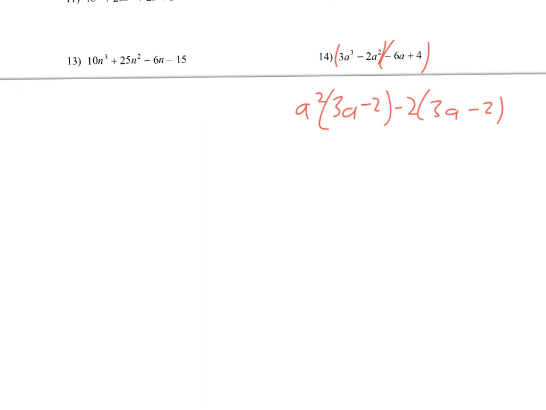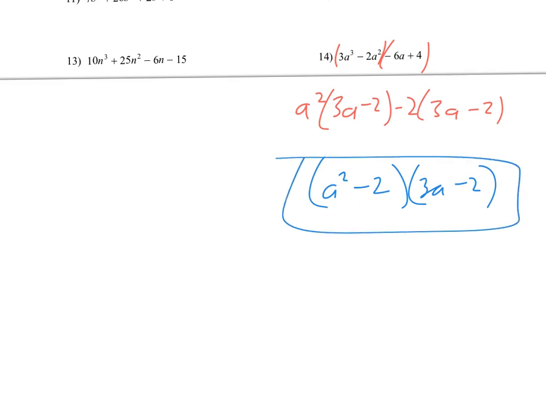All right, next up I make 2 parentheses. One's for the stuff outside, so that's a squared minus 2. And then one's for the stuff inside. So that's my answer, although I still like to check my work by multiplying them together with a box.